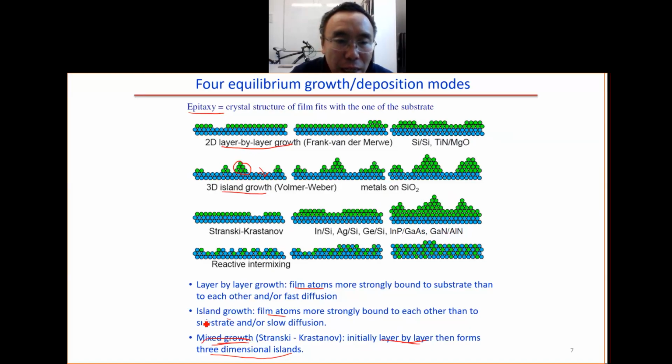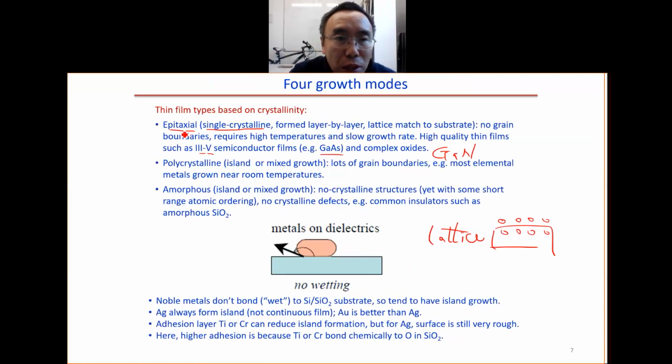The last one is reactive intermixing. So this is not very common. You can see the mixing. This is not common, so we will talk about epitaxial growth.